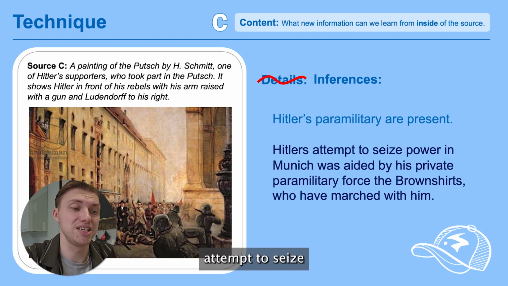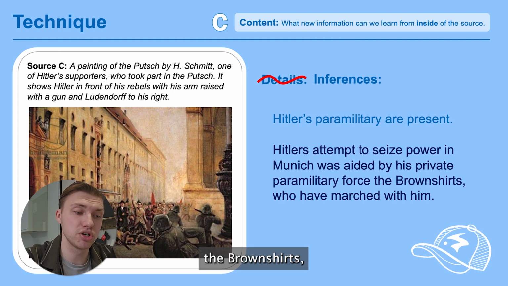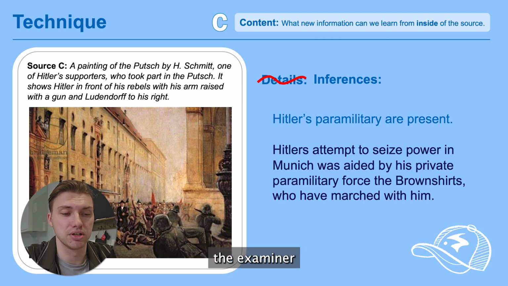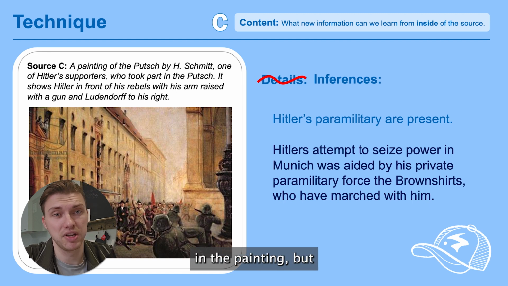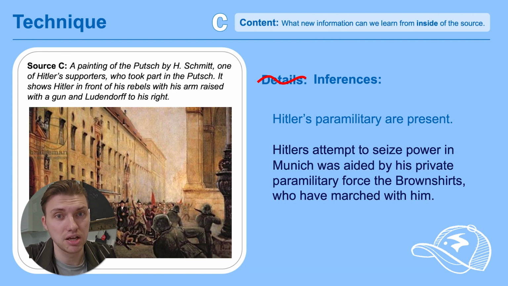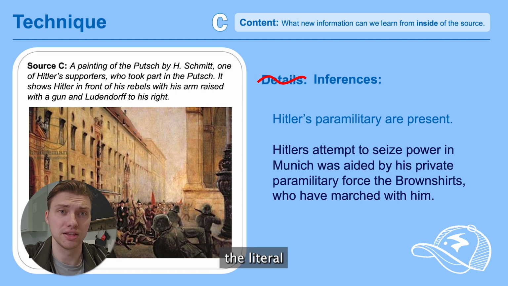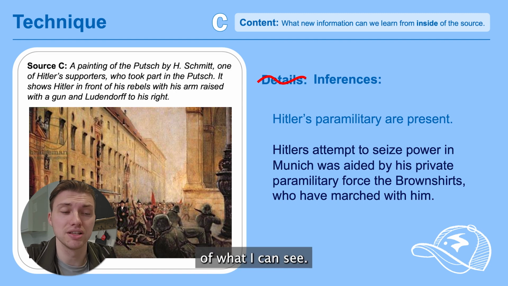Hitler's attempt to seize power in Munich was aided by his private paramilitary force, the Brown Shirts, who have marched with him. Clearly, I have shown the examiner that I can see things happening in the painting, but I'm talking about what they represent rather than the literal interpretation of what I can see.